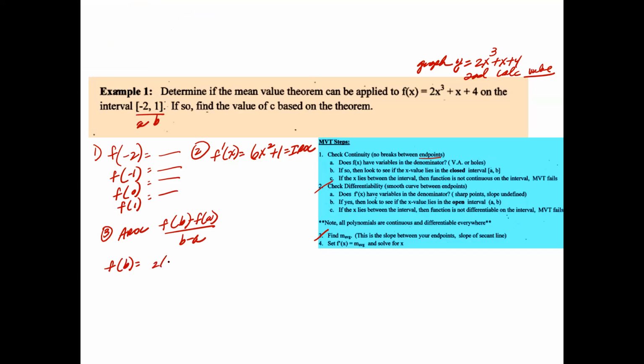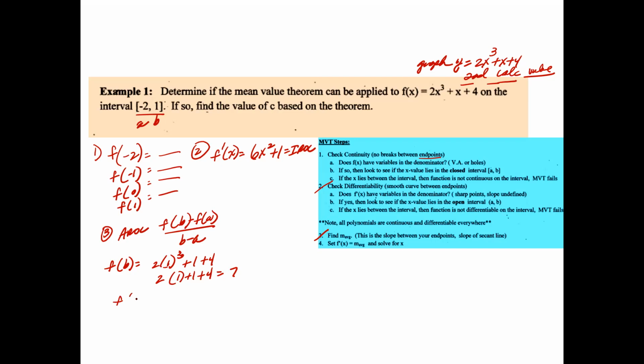I will have 2 times 1 cubed plus 1 plus 4. Now, since you already have this in your calculator, you can just do a second calc to make sure what it is. But if you don't, you can do this manually. It will just take some time. So 2 plus 1 plus 4 is going to give me a 7, and that's your f of b.